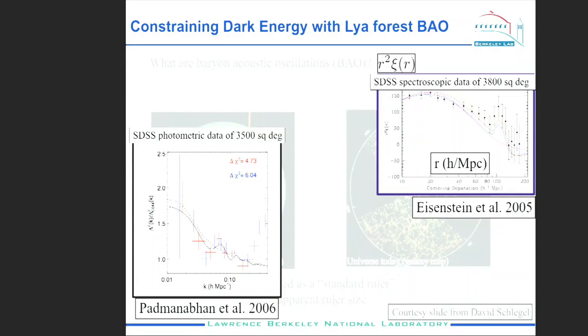So the position of the galaxy is exact on the radial direction. If you have a photometric survey, the position of the galaxy is not exact, so it actually smears it out. So the position is not as accurately determined. It's a little harder to do BAO with a photometric survey.